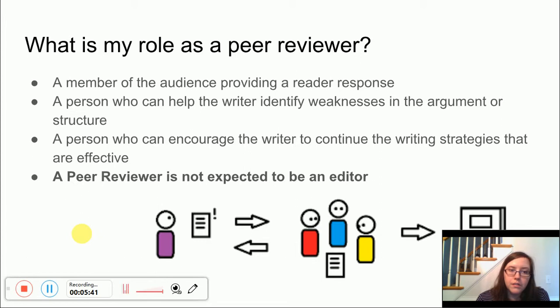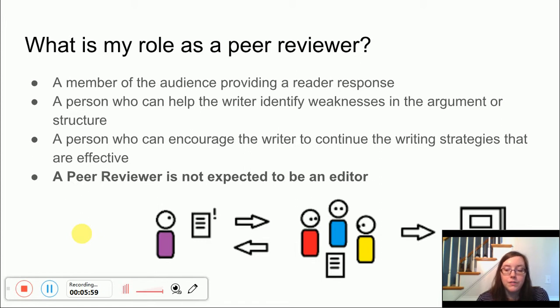You as a peer reviewer are helping the writer identify weaknesses, but also encouraging strengths that they already have. So you're not just trying to say, this is bad, this is bad, this is bad, but, well, this is really good, but work on this over here.